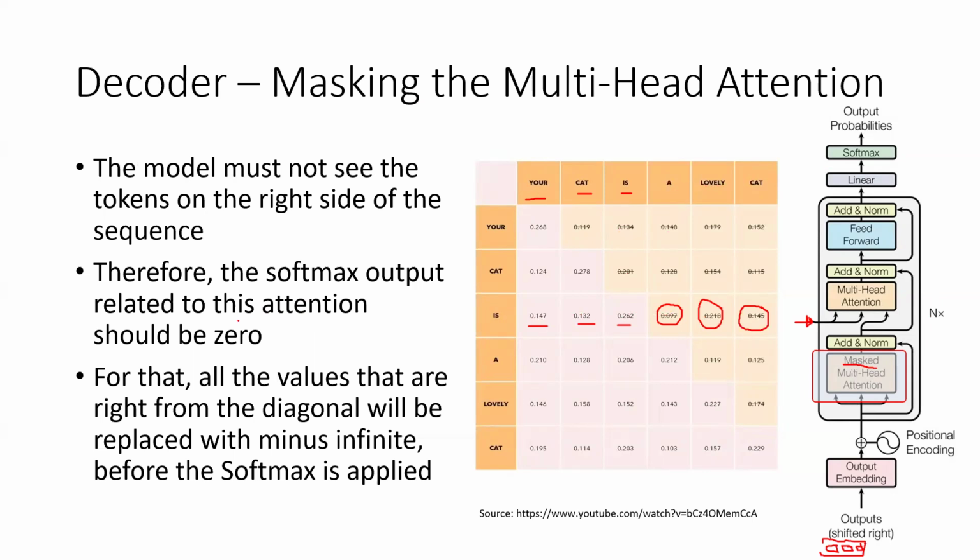So what should happen is the softmax outputs related to this attention should be 0. For that, they have to be replaced with minus infinity before the softmax is applied, right? That is the difference: this is a special treatment that we apply on the input in masked multi-head attention, which is not done in the ordinary multi-head attention that is there in the encoder. After that, we do the same add and normalization step here, and then we move into the multi-head attention in the decoder, right?